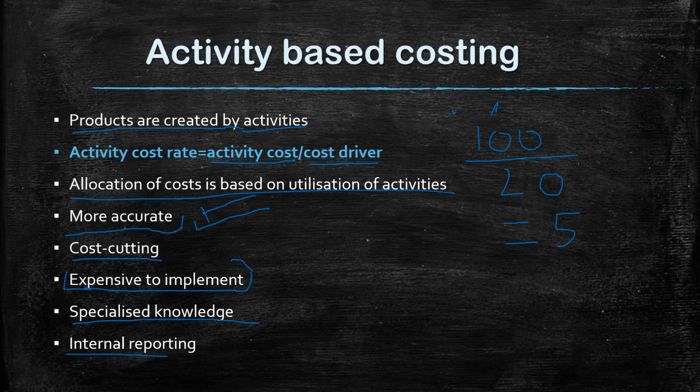Also, it cannot be used for external reporting. The auditors will not accept reporting using activity-based costing, unlike traditional costing, which is accepted by GAAP or the IFRS standards. So this one is only for internal reporting, just for the internal purposes of the business. Also, I know I'm talking about too many negatives on ABC, but the one clear standout here is that the ABC system is the most accurate way of allocating.